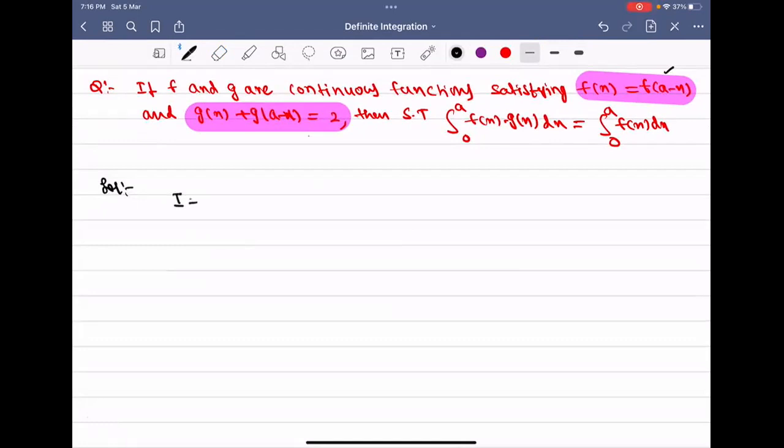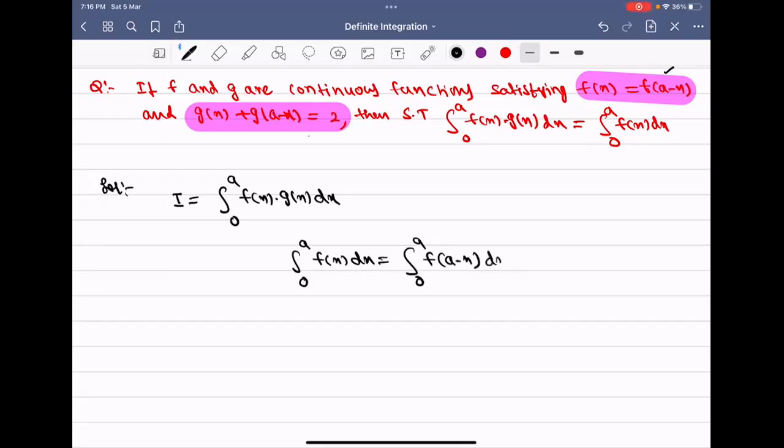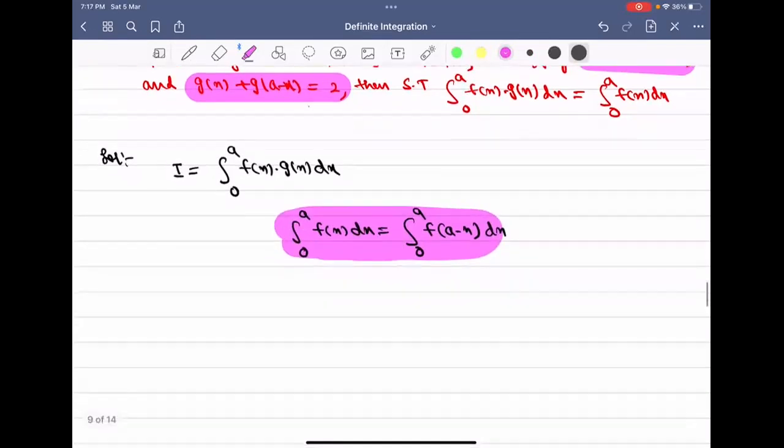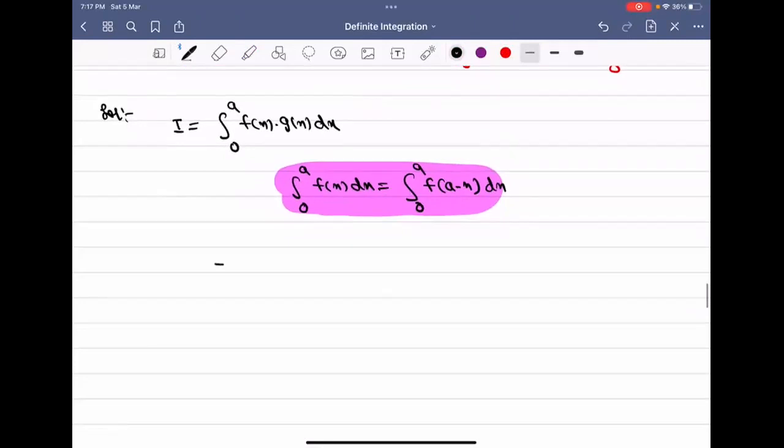Let I be equal to integration of 0 to a f of x into g of x dx. So we know this result: integration of 0 to a f of x dx is equal to integration of 0 to a f of a minus x dx. Now if you use this result, I is equal to integration of 0 to a, replacing x with a minus x, f of a minus x into g of a minus x dx.